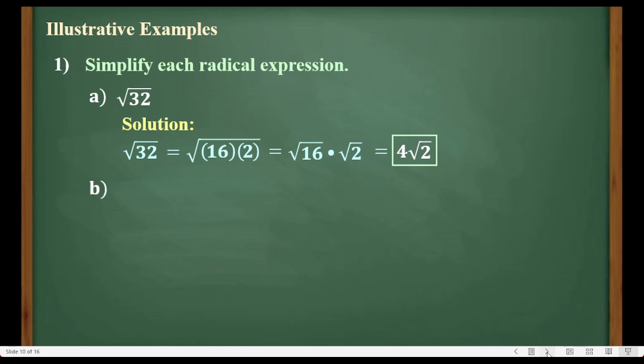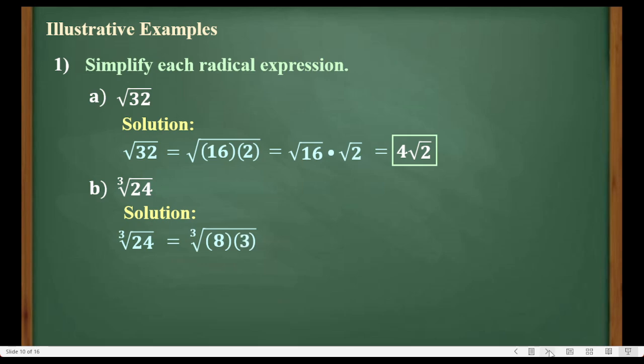For our next example, letter B, how about this one? The cube root of 24. Now, since the index is 3, what we're going to do here is we extract a perfect cube factor from 24. And that is, as we all know, 8. And what number are we going to multiply 8 by in order to get the product of 24? So basically, 24 divided by 8 will give us the second radicand factor, which is 3.